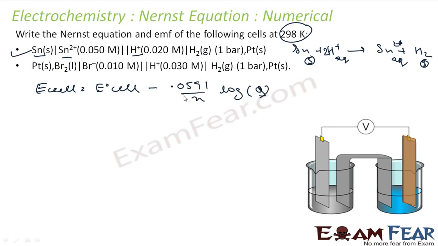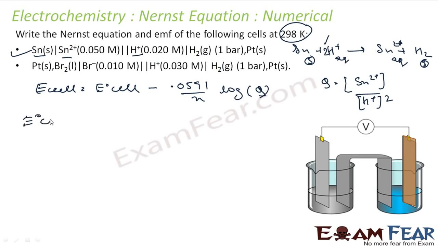This equation we know. Q for this will be what? Concentration of Sn2+ times concentration of H2 will be 1 divided by concentration of H+ square. Why square? Because there is a 2. Correct? E cell we can easily find. You can easily find from this chart. Right? I'll show you.